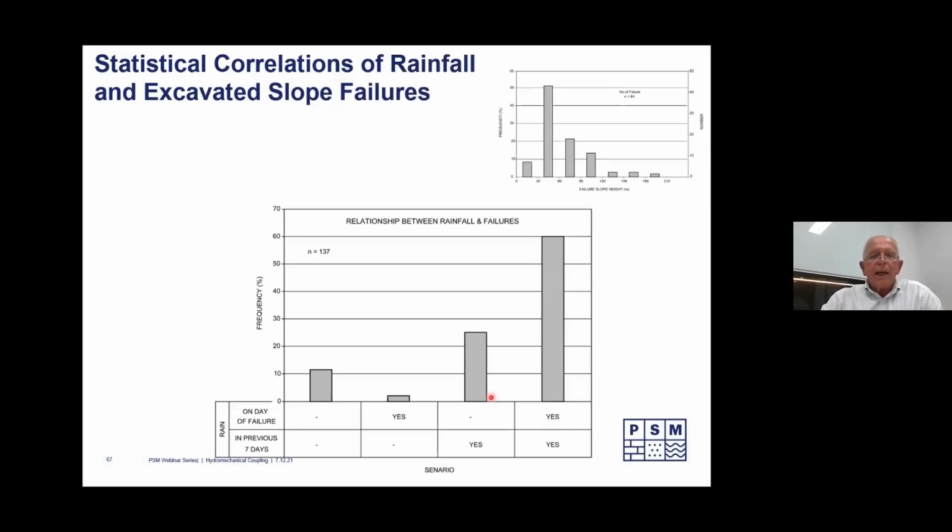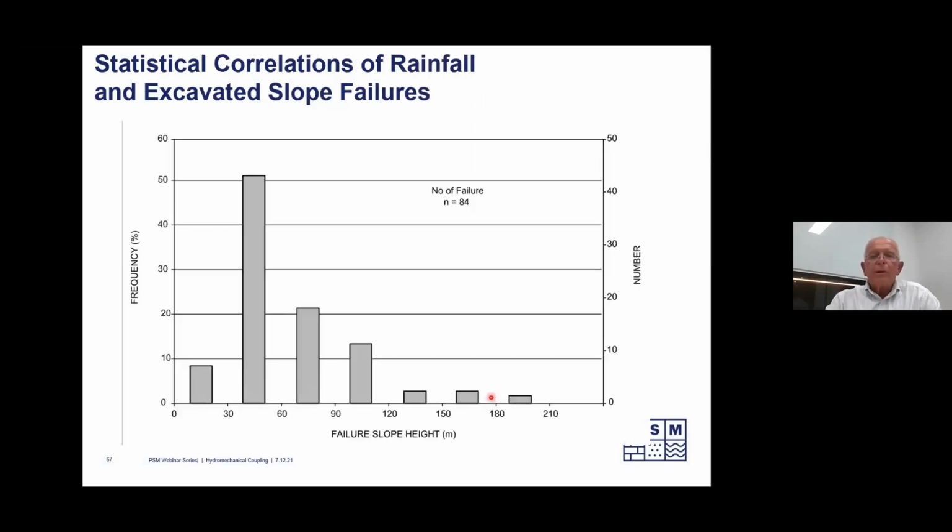Now let's look at some examples of what happens with this one particular project I dealt with. They had over 100 failures. And I'm showing the data from 84 of those and a whole range up to 200 metres high.